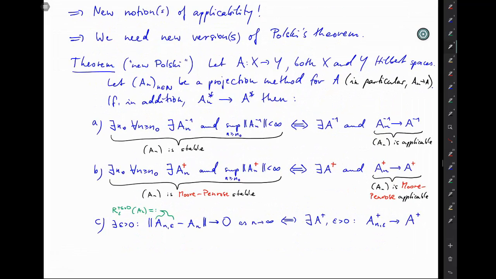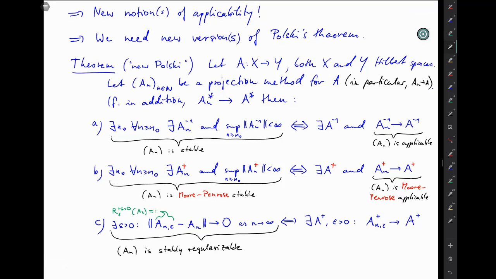And now just for completeness, this very long statement here also has a name, but that name is actually not much shorter than the statement itself. One says that the sequence A_n is stably regularizable, but I'm sure you don't complain if we abbreviate that phrase a little bit, maybe like that. Right, that's the new Polski theorem.